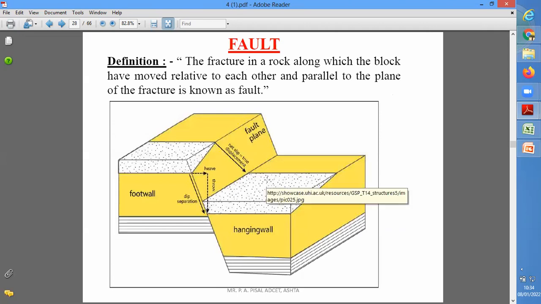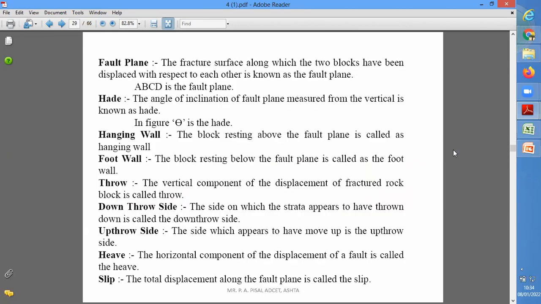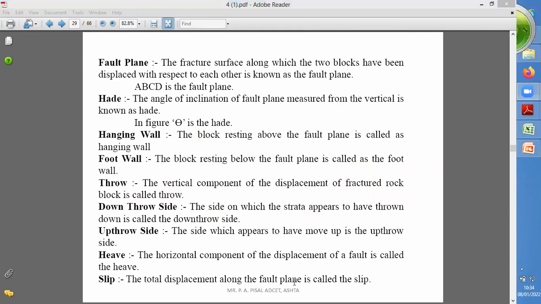Okay, so this is regarding the terms or parts of the fault. Okay, so have you understood which are the important parts? Have you understood? Yes or no, please give the reply. Yes sir. Okay, from girls, have you understood? Because if you do not understand this part, you can't get the types of the fault.